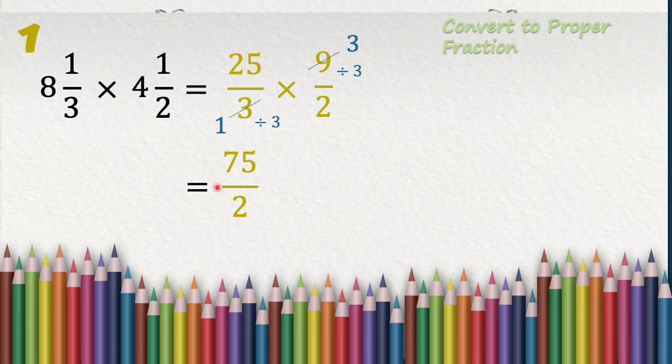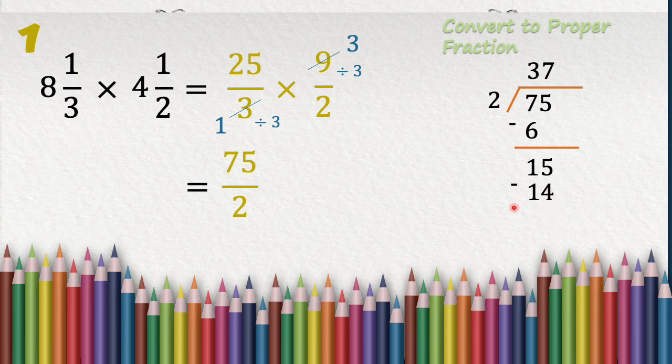Okay, if you can observe, this is still an improper fraction. Kasi dako ang numerator kaysa sa denominator. So to convert, we have to divide. 75 ang ato ang dividend, while 2 is our divisor. Okay, so divide na ta. First, 7 divided by 2 will give us 3. Then multiply, 3 times 2 will give us 6. Then subtract, that will give us 1. Then bring down 5. So 15 divided by 2 will give us 7. Multiply, 7 times 2 is equal to 14. And then subtract, that will give us 1.